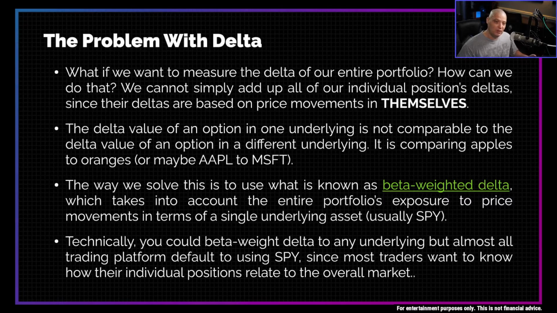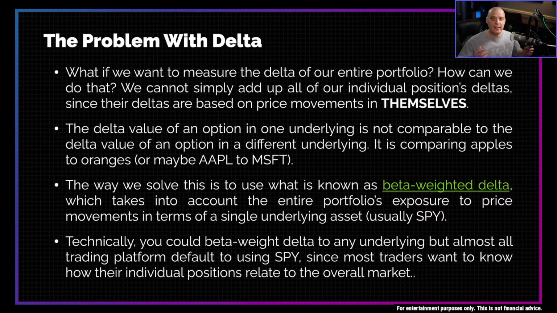If I have some option positions in both Apple and Microsoft, I can't compare the deltas in Apple to the deltas in Microsoft. They're two very different products. For one, Microsoft is a much more volatile product than Apple. Right now, the share price of Microsoft is much more than Apple. Their deltas are in no way comparable. So how do we actually get an overall portfolio delta?